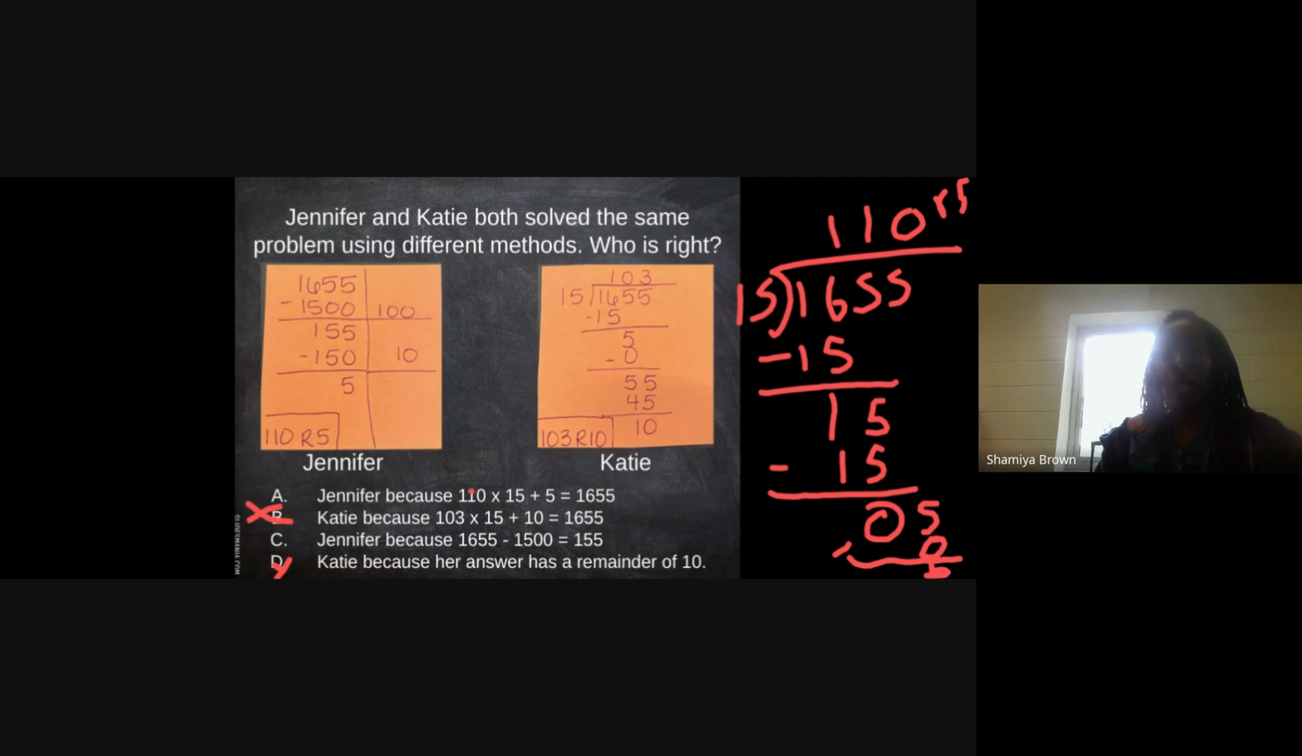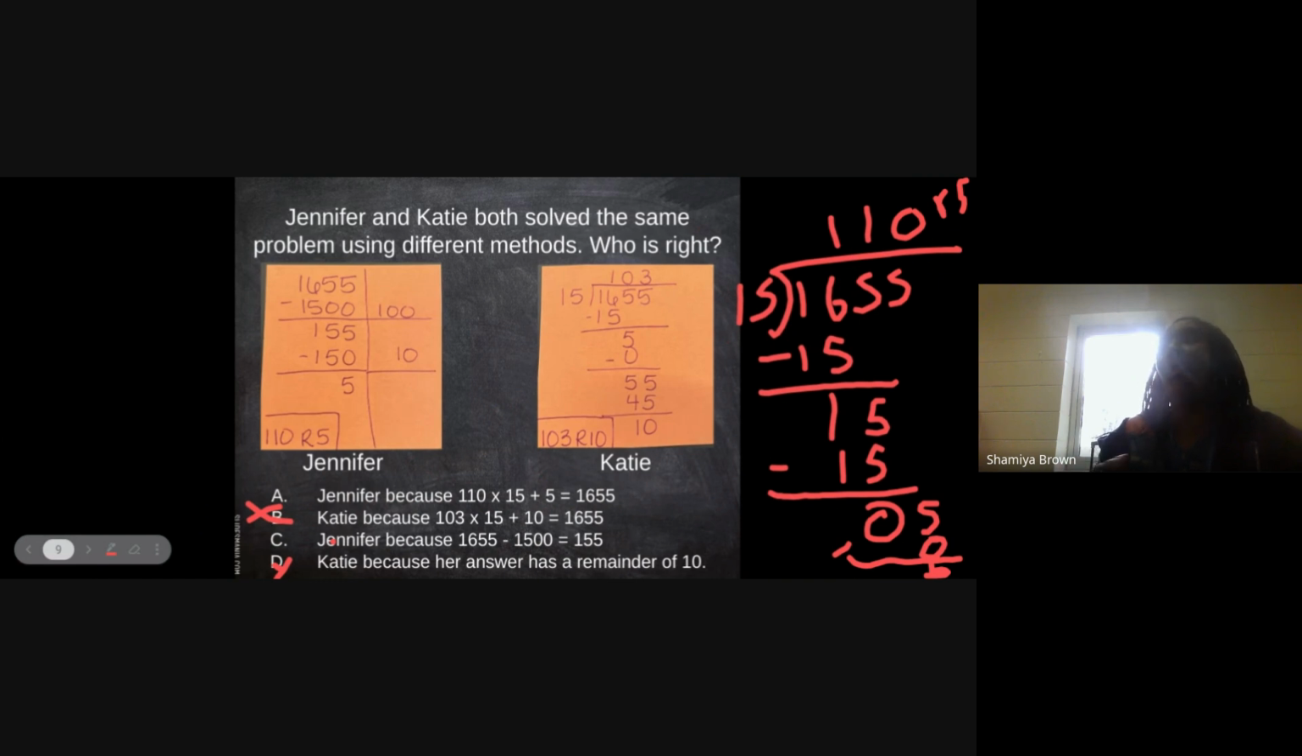It's telling us 110 times 15. If we went back and checked our work, we would do 110 up here times 15. And that would get us, well, then we have to add the 5 in because that's our remainder. And that would get us 1,655. So the answer would have been A. So you have to go an extra step.